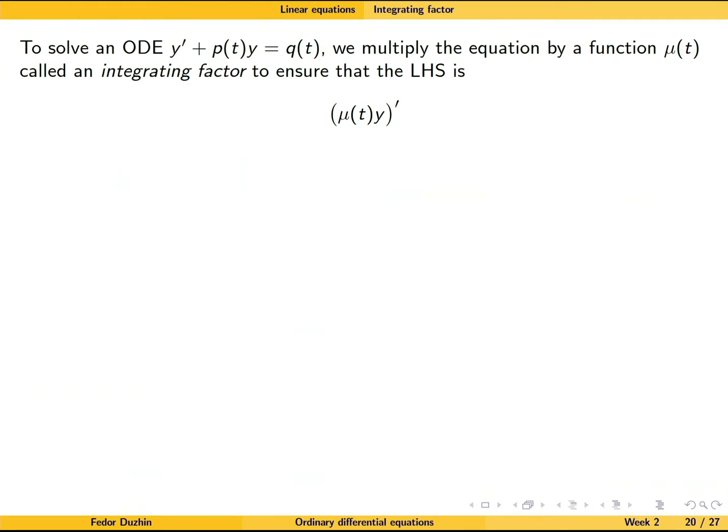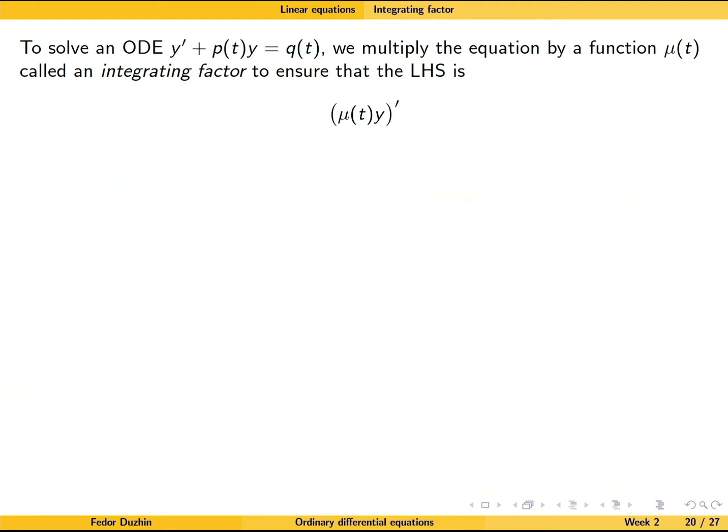Now let us introduce the general method. The idea is that if we have a linear differential equation, then usually it is not of this convenient form. The left hand side usually is not the derivative of the product of two functions. Well, but we can work around it using a very clever trick.